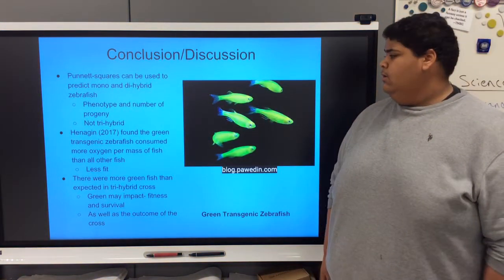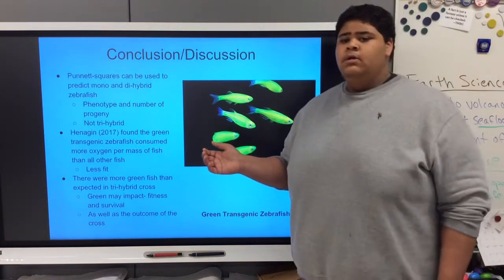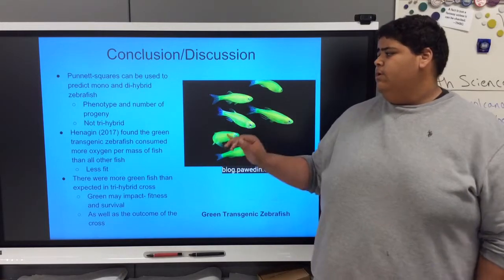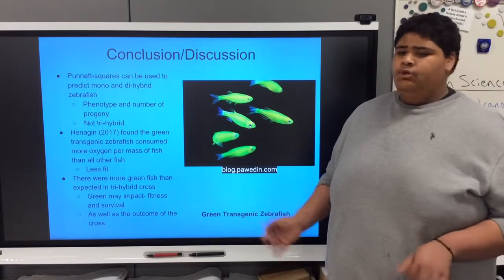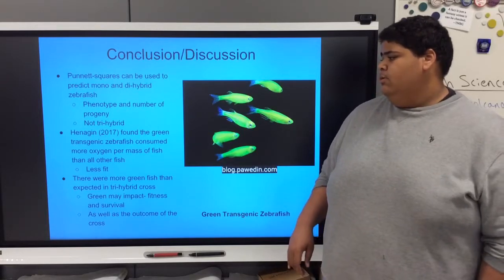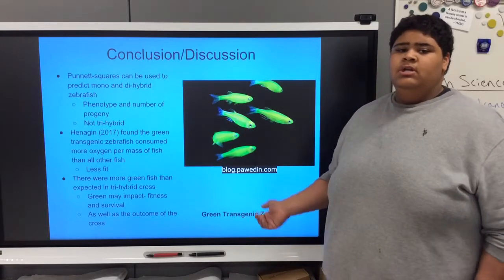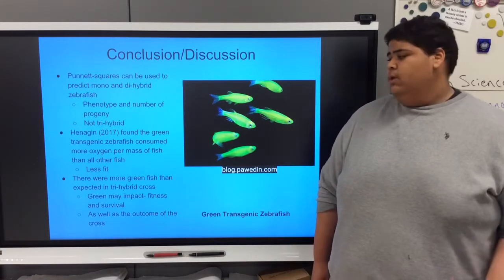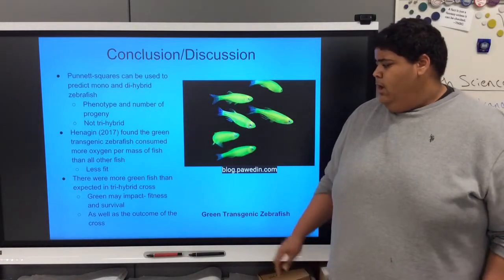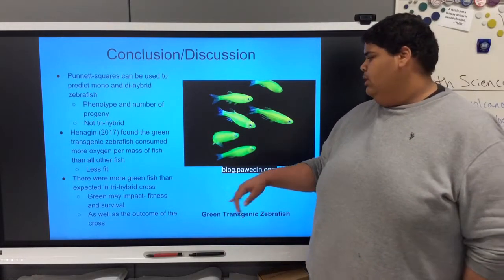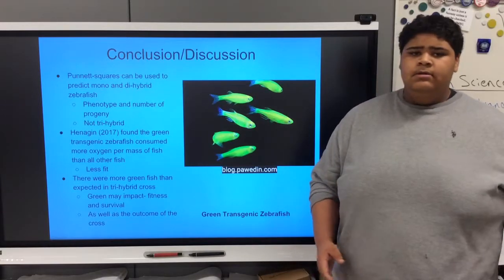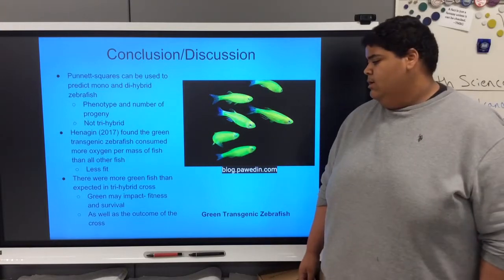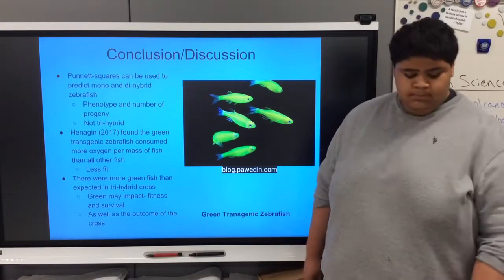I came to the conclusion that Punnett squares can be used to predict the outcome of the mono and dihybrid zebrafish crosses, the phenotype and number of progeny, but not for the trihybrid cross. Last year, in 2017, I found that the green transgenic glowfish consume more oxygen per mass of fish, showing that they are less fit than all other fish. So the green may be impactful on the fitness and survival rate of the fish, as well as the outcome of the cross.